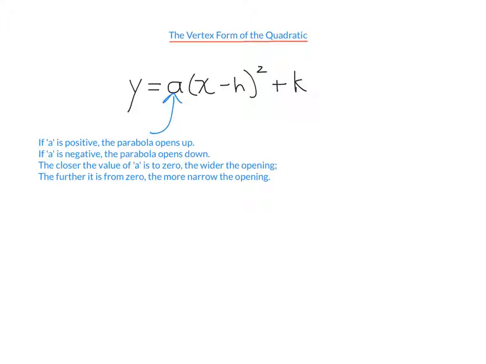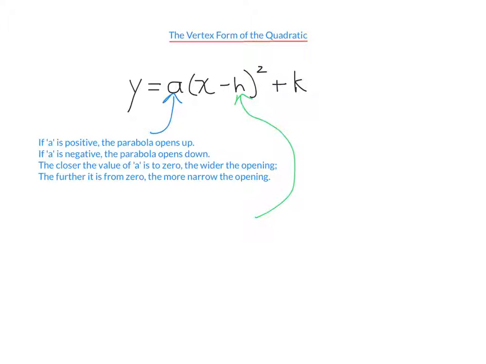Now, as far as the vertex part of the information that you found, we know that this letter h, this parameter h here, I'm going to move this down here, represents the x-coordinate of the vertex. It also helps you get the equation of the axis of symmetry. In fact, your axis of symmetry is going to be x equals h. The x-coordinate of the vertex is the h value.